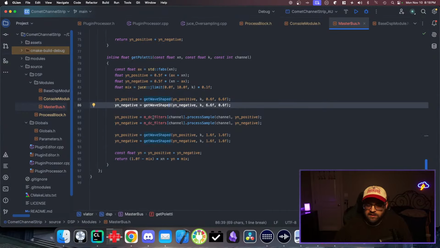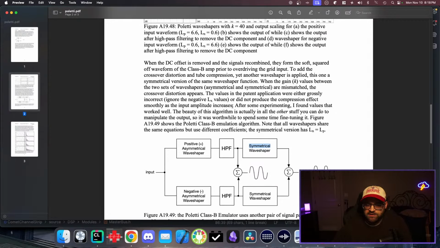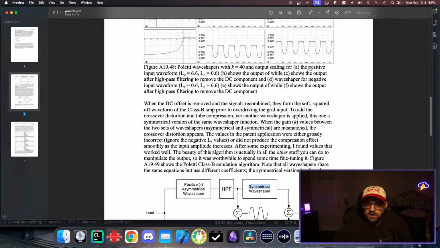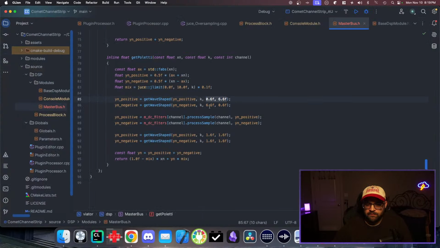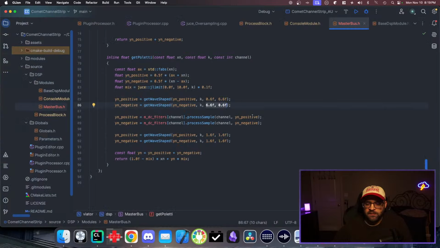So this line is this block, and this line is this block. And then we do our high pass filters in between, and then we do the symmetrical ones. And the paper suggested that the positive input should use LP is 6.6, LN is 0.6, and then the negative one, LP equals 0.6, LN equals 6.6, which we did right here. And it didn't suggest any values for the symmetrical one. So I input these. This is something that I had tried before. I think I had done a bunch of testing and found that these values were good.